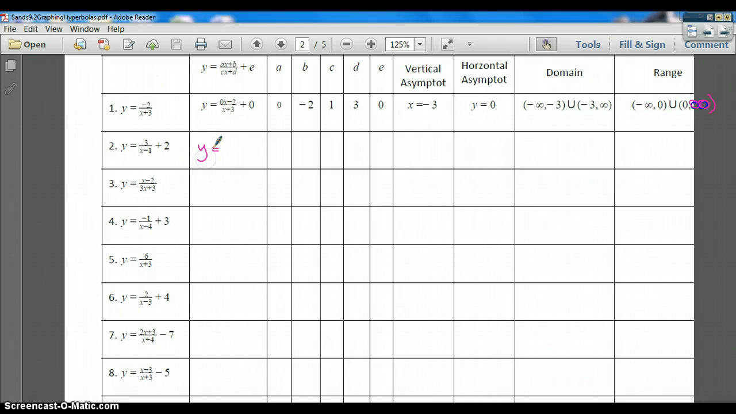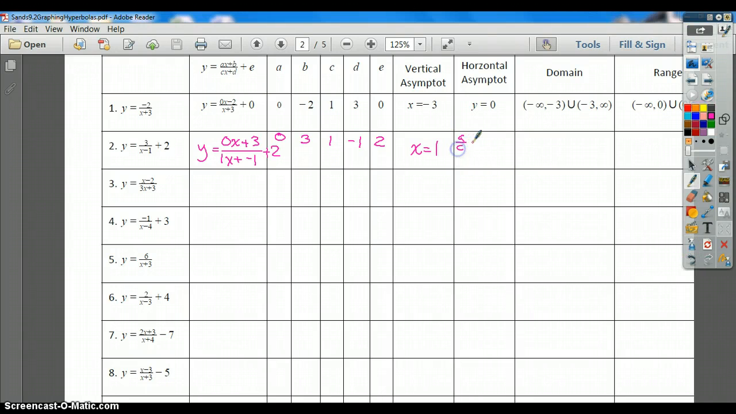We're going to write it in the form as above. So I have 0x plus 3 over 1x plus a negative 1 plus 2. So A is 0, B is 3, C is 1, D is negative 1, E is positive 2. The vertical asymptote, remember, is what the domain cannot be, what the bottom cannot be. So I can't have positive 1 down here. So x is 1, because it'll give me an error.